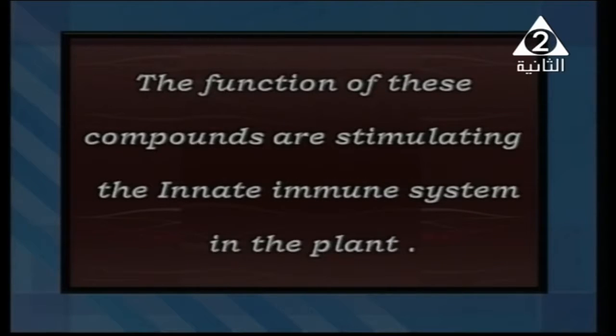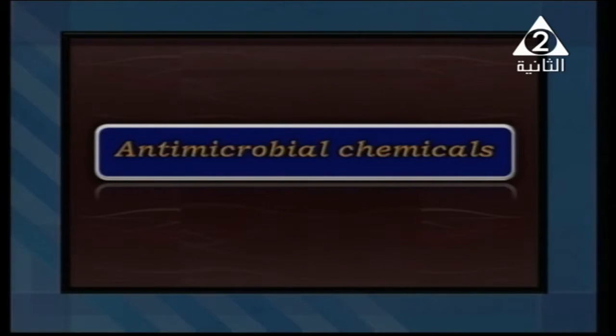The main function of these compounds, what are they doing? They activate, force or stimulate the innate immune system in the plant. So we connect between the structure and the innate immune system. After that, we have the antimicrobial chemicals. So we have two main steps in the biochemical defenses. Number one, the receptors that increase after infection. Number two, the antimicrobial chemicals.